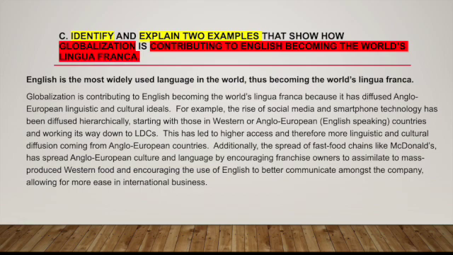Additionally, the spread of fast food chains like McDonald's has spread Anglo-European culture and language by encouraging franchise owners to assimilate to mass-produced Western food and encouraging the use of English to better communicate amongst the company, allowing for more ease in international business.